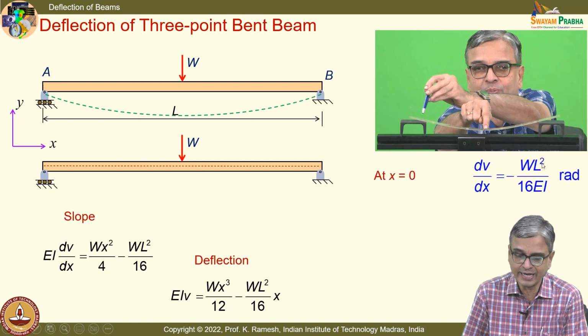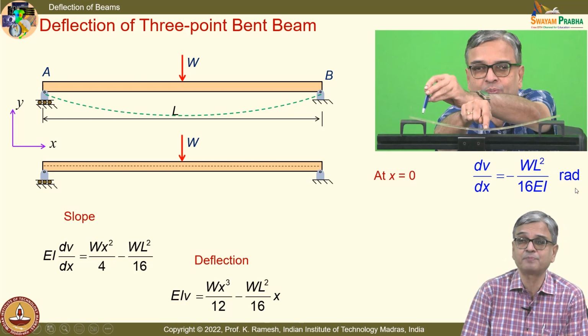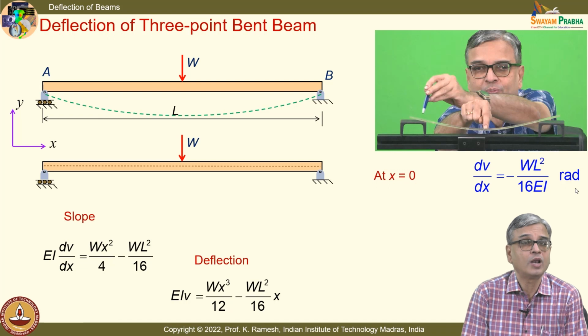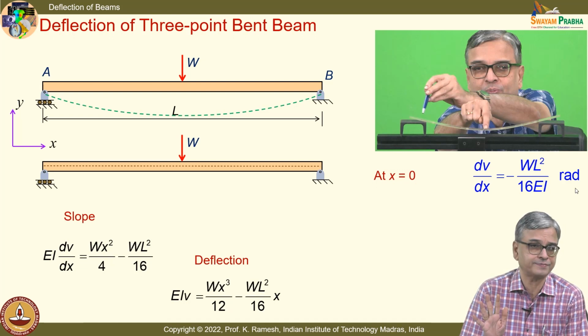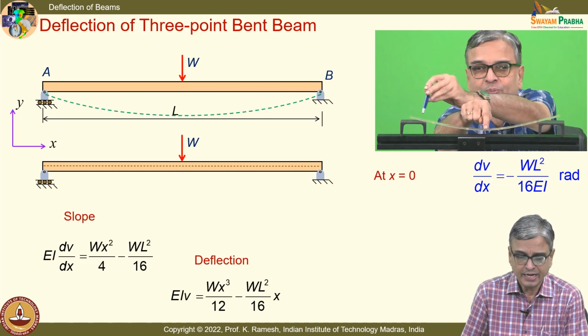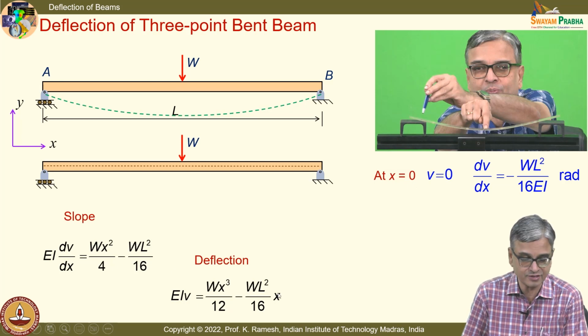At x equal to 0, I have the slope given as minus W L squared by 16 EI. And please remember, what you get as slope is expressed only in radians. This is another mistake people commonly make. You will have to convert these radians into degrees appropriately. Fine. And you also have V equal to 0 at x equal to 0, which is satisfied by this expression. When x is 0, V is 0.